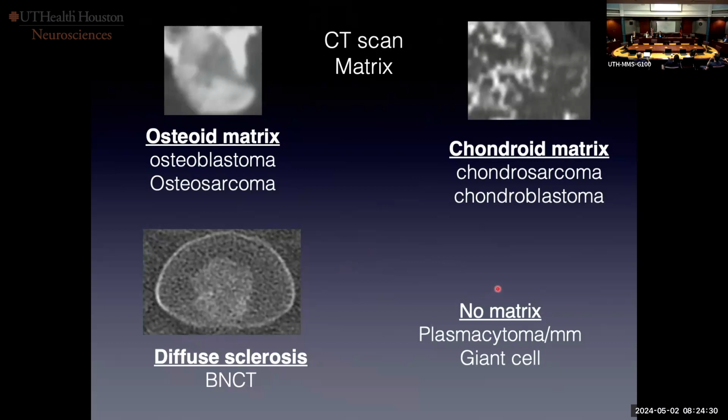No matrix, very important. No matrix is important. If you think something's a plasmacytoma, multiple myeloma, or giant cell, and you see matrix, reconsider the diagnosis because those lesions do not have a matrix.